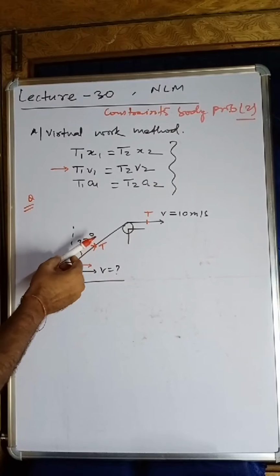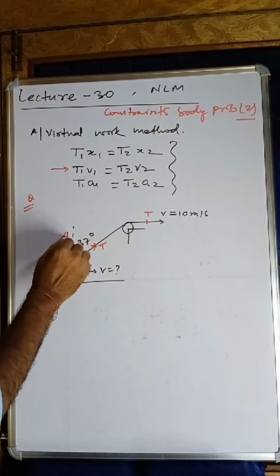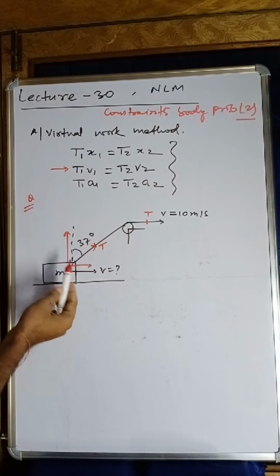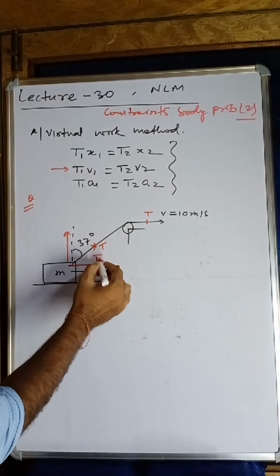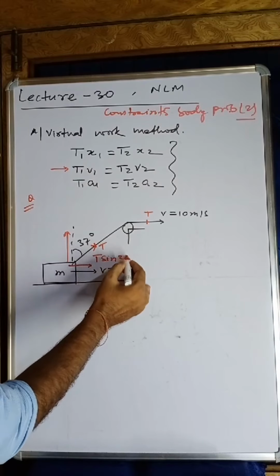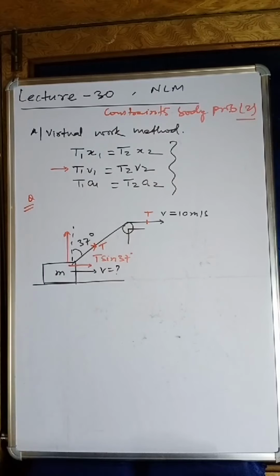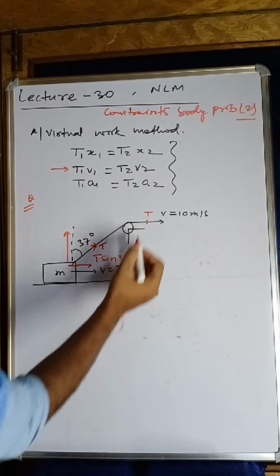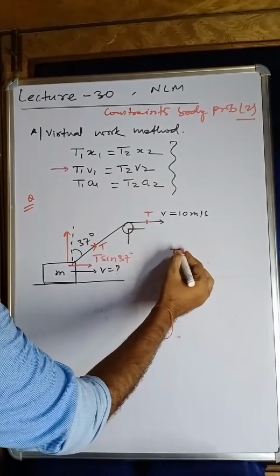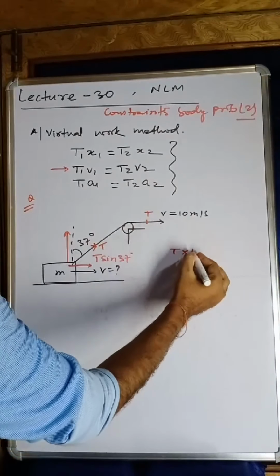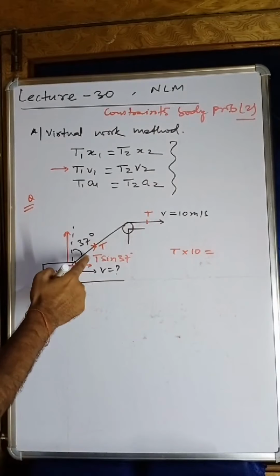So this tension will have two components, one along this one and one along this one. This tension can be written as T sin 37 degrees. Am I right? Yes, T sin 37 degrees. Now we can write here T into V. T into V, how much is it? 10 is equal to T into V.